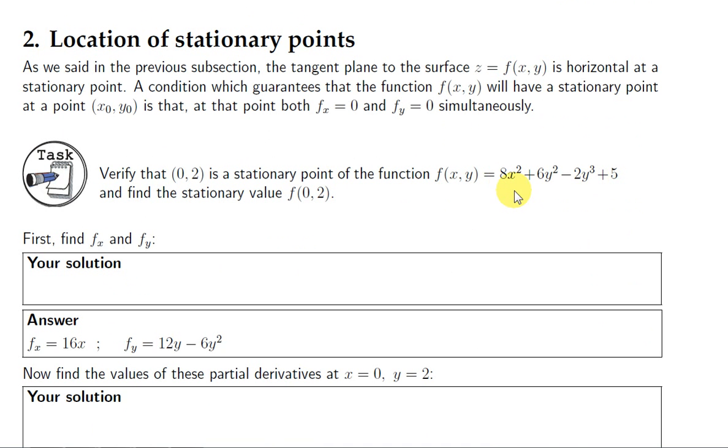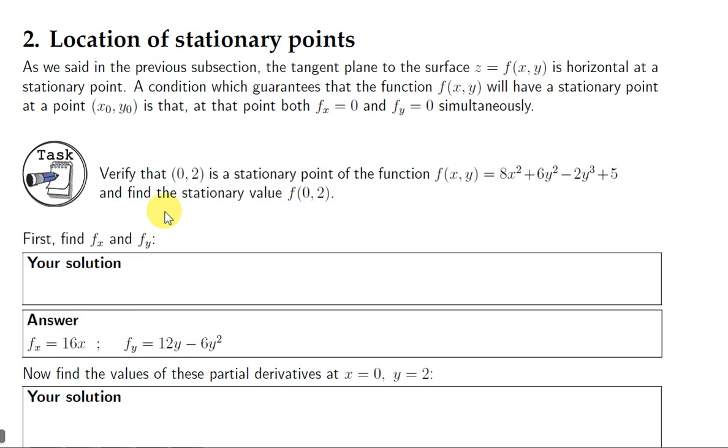Let's look at this function here. We want to verify that x, y equals 0, 2 is a stationary point of this function. So these are just the x and y values of the stationary point. Well, we know from the previous video that we need to take the partial derivatives, and at a stationary point both partial derivatives must be 0.